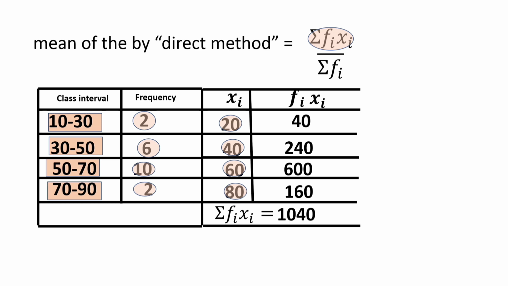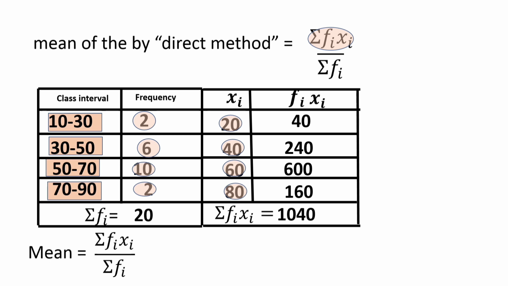Let us find the sum of frequencies, that is summation of fi, that is equal to 20. We know that mean is equal to summation of fi xi by summation of fi, that is equal to 1040 by 20. 0 and 0 get cancelled, 2 5s are 10, 2 2s are 4. So that is equal to 52.